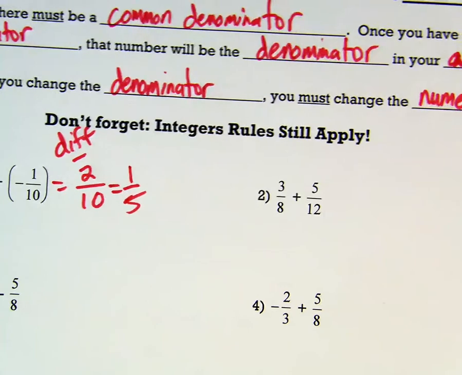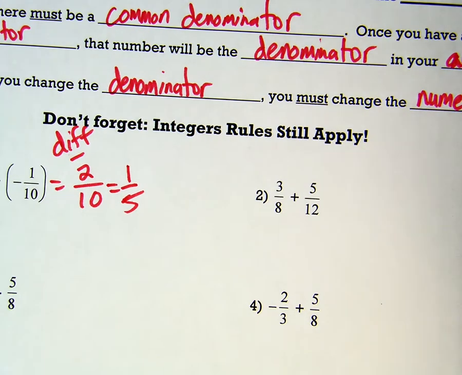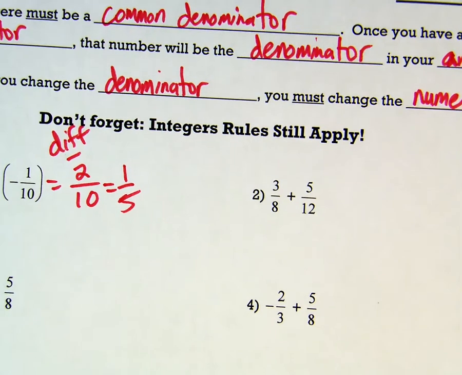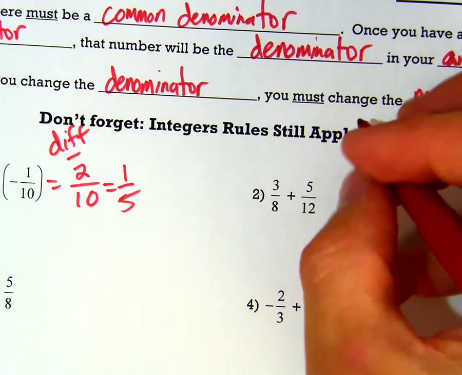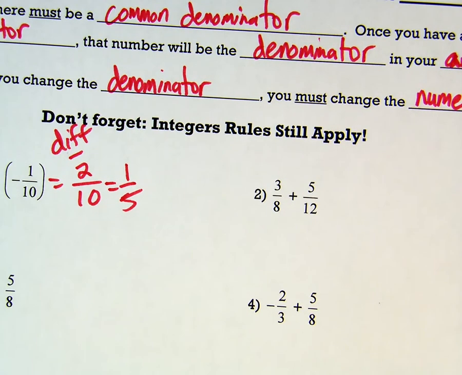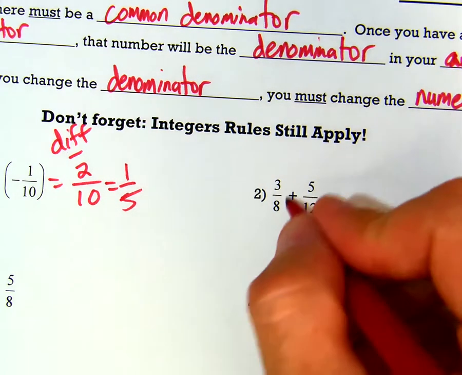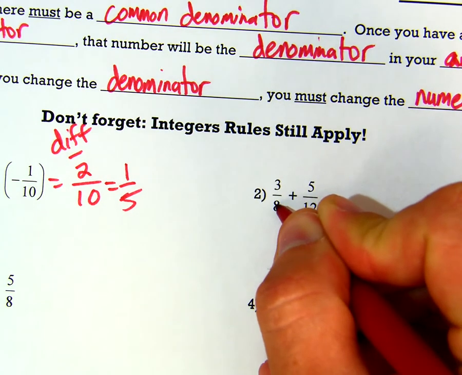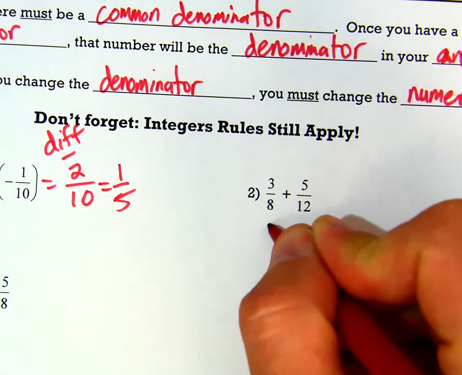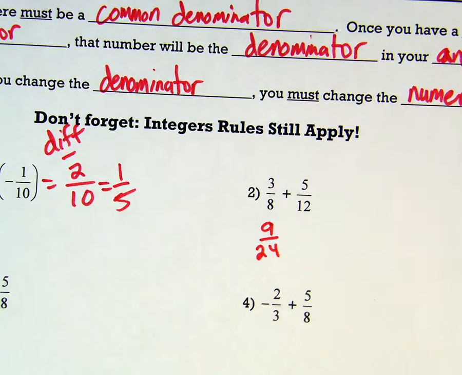Okay. Number 2, I notice that I have 2 positives there, so I'm definitely going to be adding them up. But what I also notice here is I do not have a common denominator, so I need to go ahead and create that. Looks like 24 should work for my common denominator. So in order for 8 to turn to 24, I need to times the denominator and the numerator by 3. So it turns into 9/24.